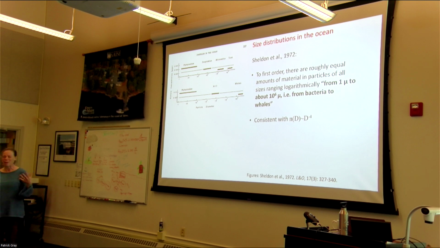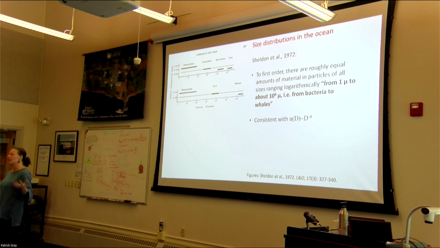This is a biological approach. With their rough, first order measurements compiled from a whole bunch of different global sampling stations, they found that to first order, there's roughly about the same amount of material spread out across logarithmically spaced size bins in the ocean. This is consistent with a power law function with an exponent of -4.